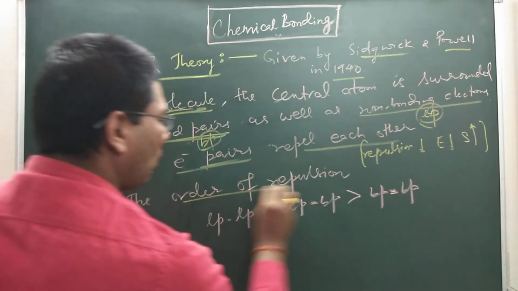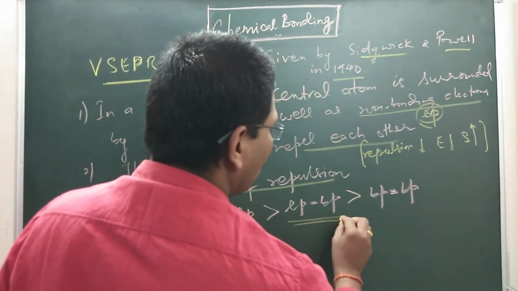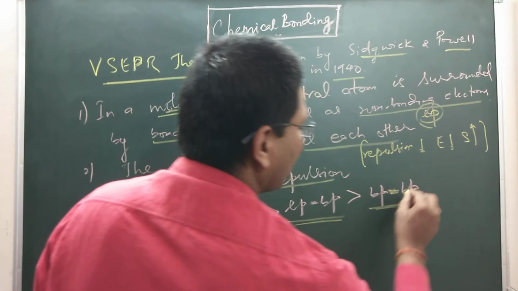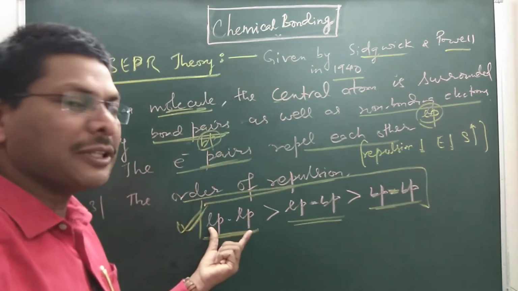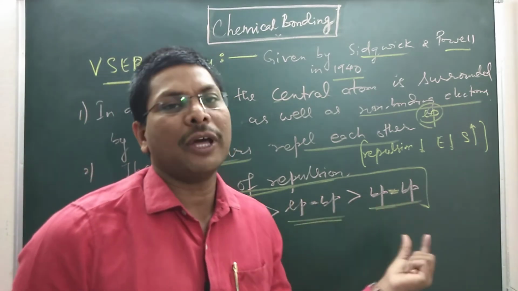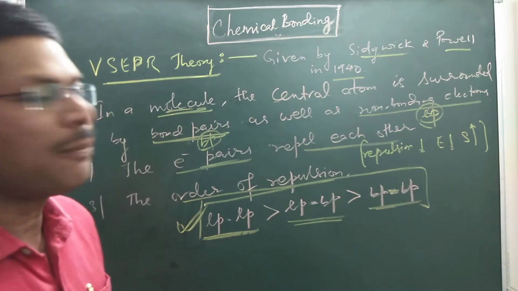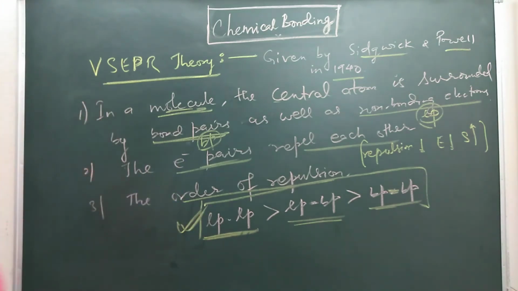And if you see the order of repulsion, lone pair-lone pair repulsion is maximum, then lone pair-bond pair, and least is bond pair-bond pair repulsion. So you have to remember this. This has been asked in exams also. Based on this, the shape of the molecule has been suggested. So I will give you how to solve VSEPR model based on this.